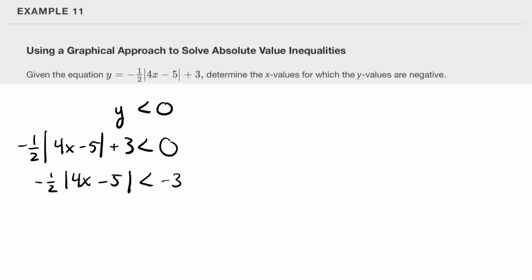Okay. So then, if I'm still isolating the absolute value, let's move that negative 1/2 to the other side. We can multiply both sides by negative 2. So we're going to say this times negative 2 and this times negative 2, right? So these are going to cancel. On the left, we are left with our absolute value. But notice we multiplied by a negative, so the inequality flips. And on the right, we get 6.